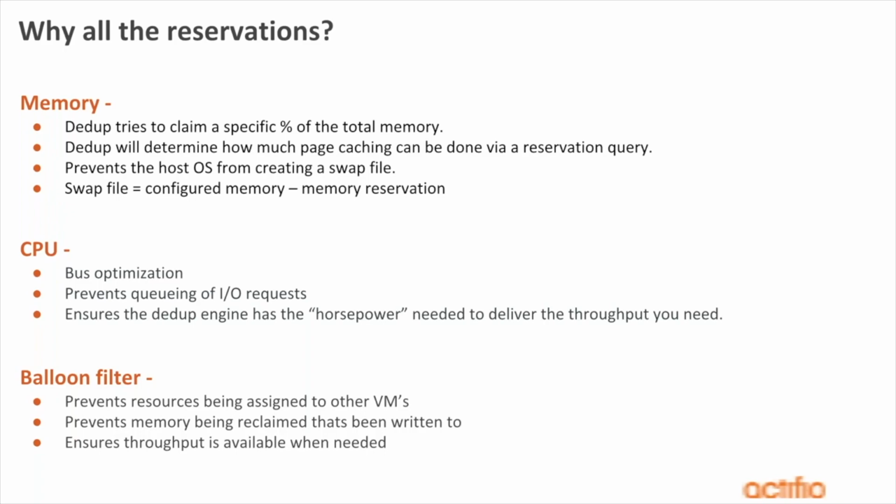The balloon filter, we've kind of covered that briefly already. This is going to prevent resources from being pulled away from Sky and sent to other VMs. If we write to a memory register, but then we let it go inactive because we're just letting it sit there as a cache file, this will prevent VMware from pulling those memory registers out from underneath us and causing us to essentially restart the job. And then, of course, it just ensures that we've got the throughput that we need to do the workload that we tell you that we can do.